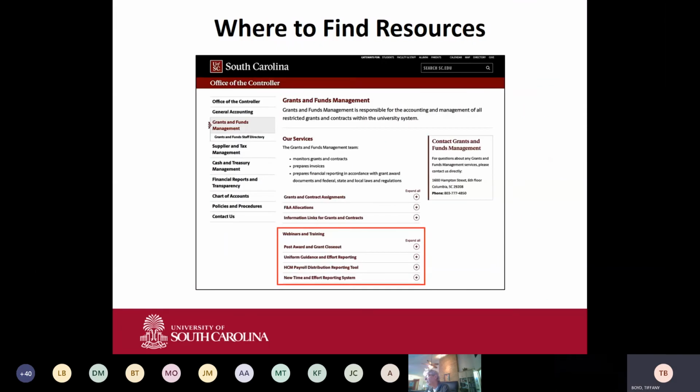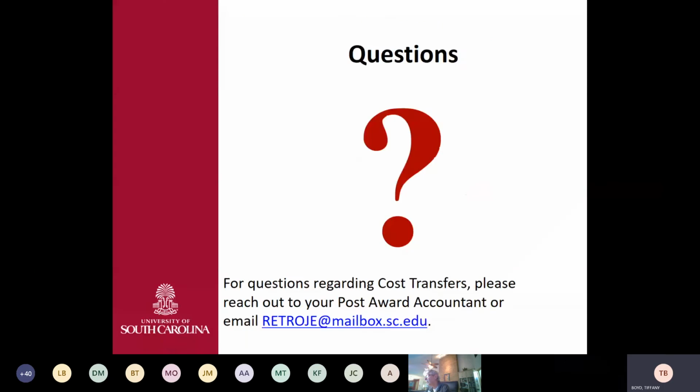With that, here's where you can find additional resources. This is the Office of the Controller, Grants and Funds Management, webinars and training. And we are currently testing a grant dashboard. So we hope to have that released here soon, and we'll have more information on that. I think you guys will be very pleased with it because it will actually show cost share as well. But more information to come on that soon. And with that, I'll open it up to questions.